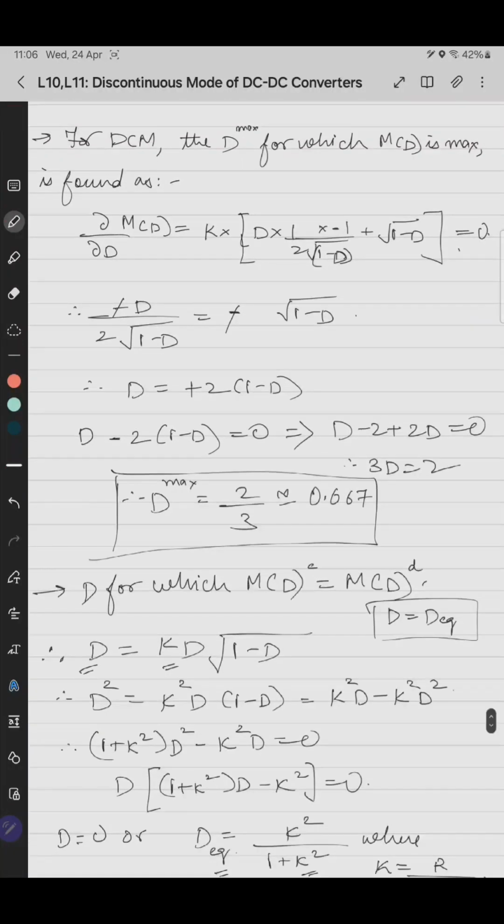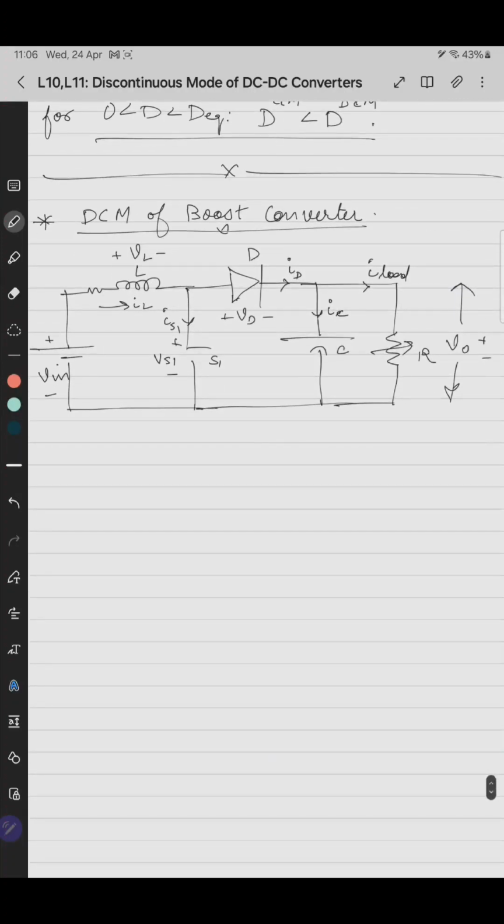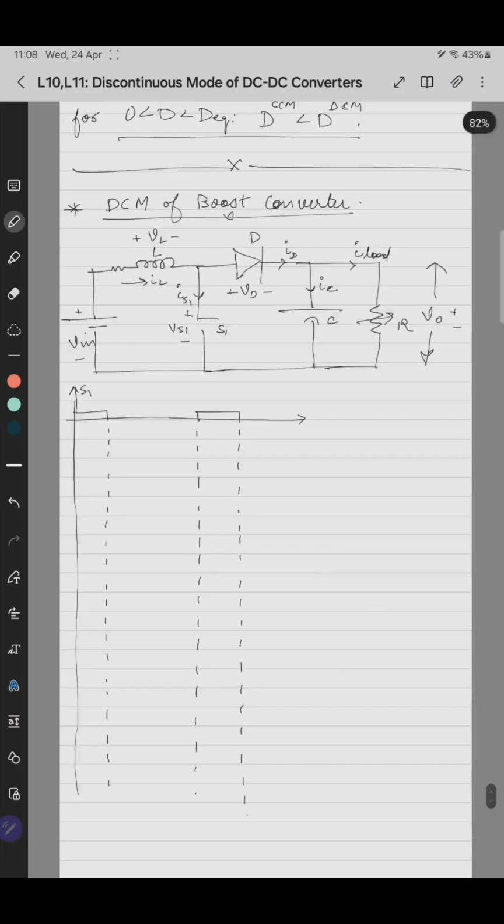So now we are finished with the analysis of discontinuous mode of operation of buck converter. Now we'll see the discontinuous mode of operation of boost converter. So this is the circuit diagram of the boost converter. Now we'll quickly draw the waveforms. So these are the switching pulses.